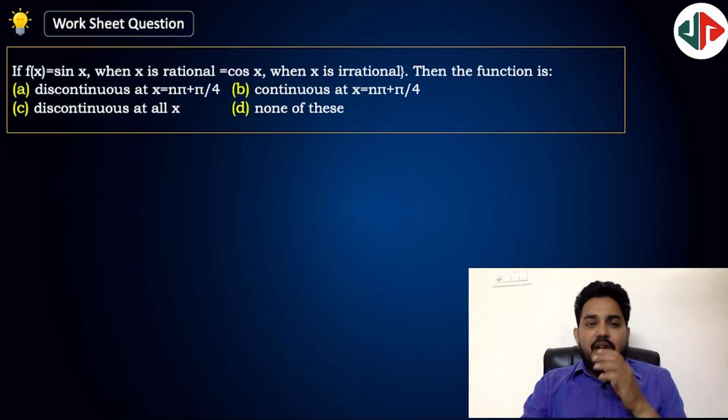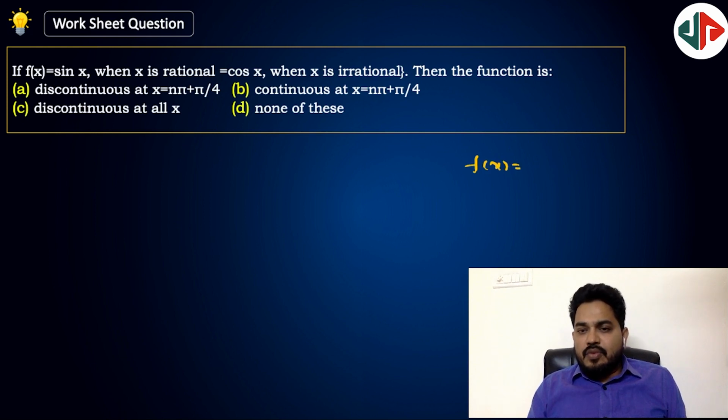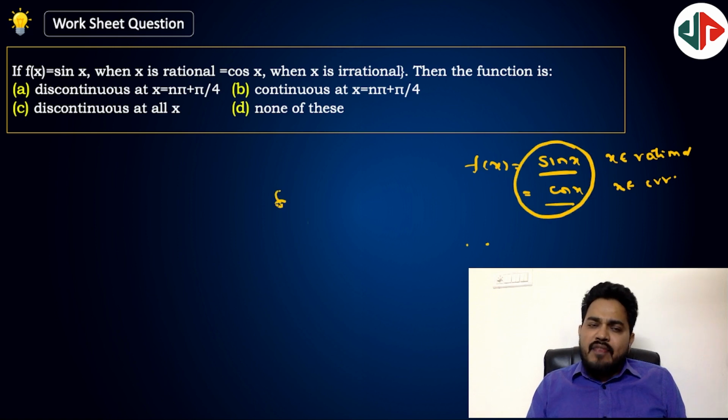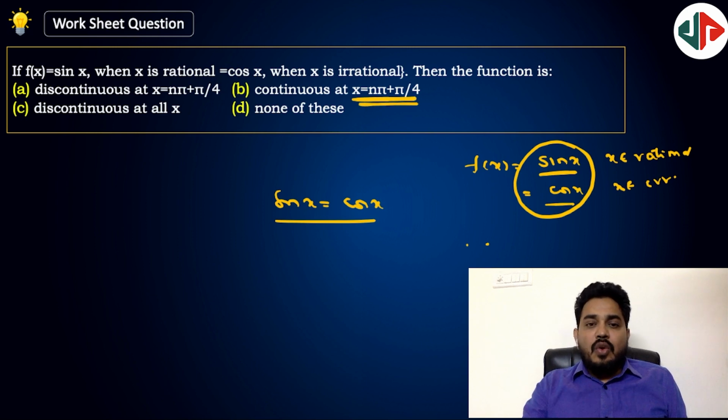F of x is sin x when x is rational. Look at it. F of x is equal to sin x, where x is rational, is equal to cos x, where x is irrational. So there are infinite irrationals between two rational points. This will be continuous only if sin x is equal to cos x. So this is possible at x is equal to n pi plus pi by 4. Okay. Only when it is n pi plus pi by 4.